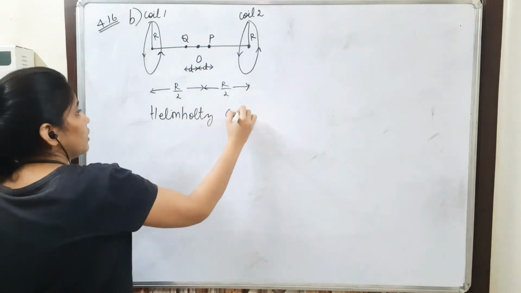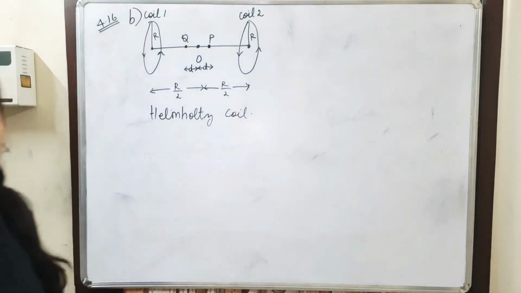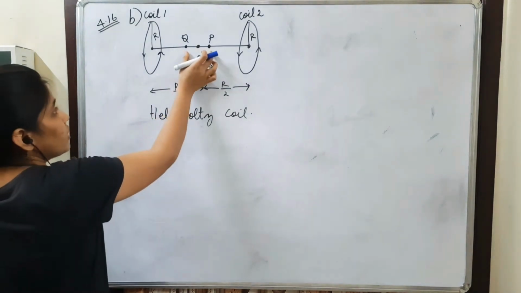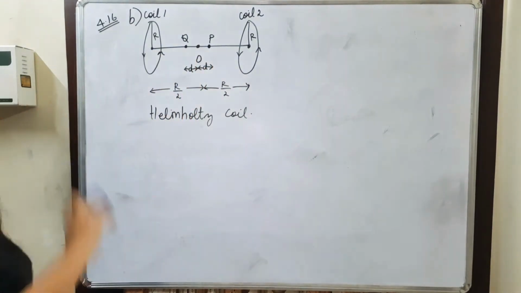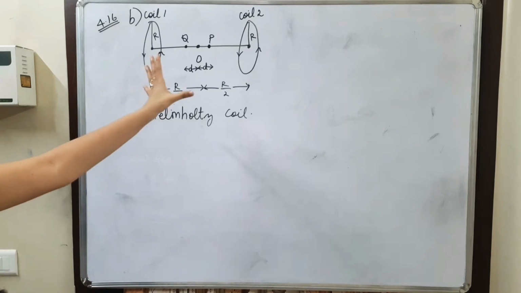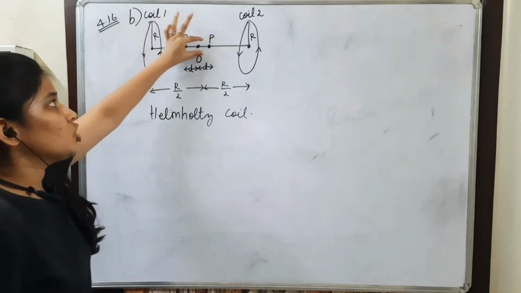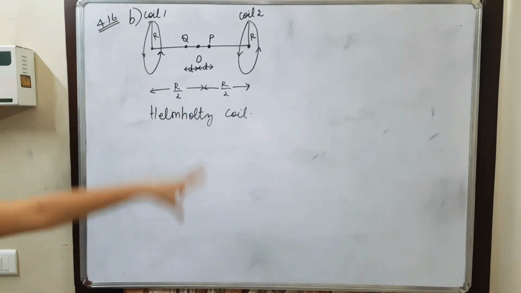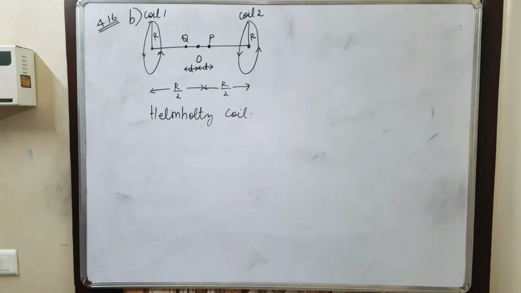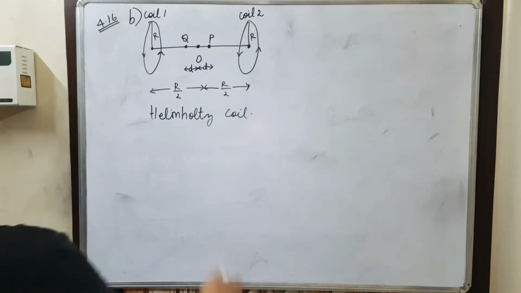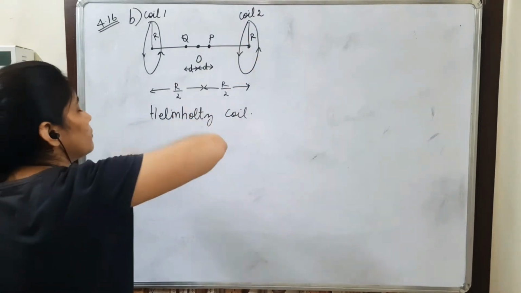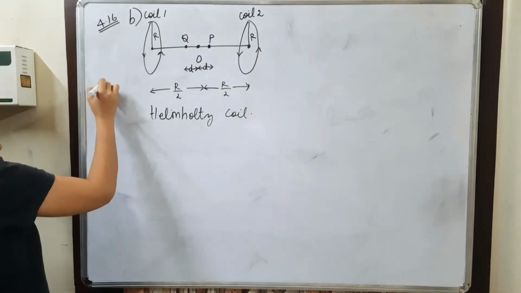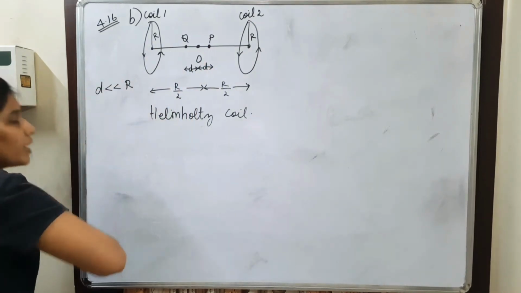Now the speciality of a Helmholtz coil is that the region from P to Q in a Helmholtz coil is a region of uniform magnetic field. That is what we have to prove in this question, whether the region from P to Q is a uniform magnetic field or not. This will be true only if D is very small when compared to R.